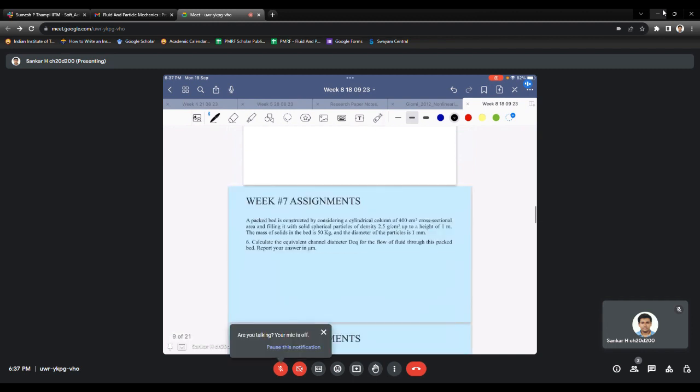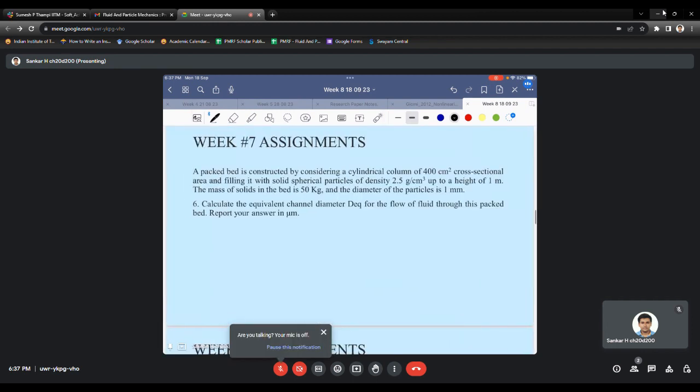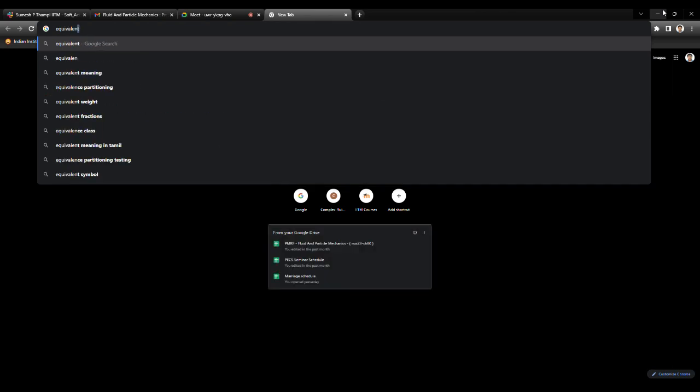Okay, let's move on to question number 6, where we have to calculate the equivalent channel diameter. Now let's read the question first. Again, the same part of the question is given here. Calculate the equivalent channel diameter for the flow of fluid through this packed bed. And for that we need to find out what the equation for equivalent channel diameter is.